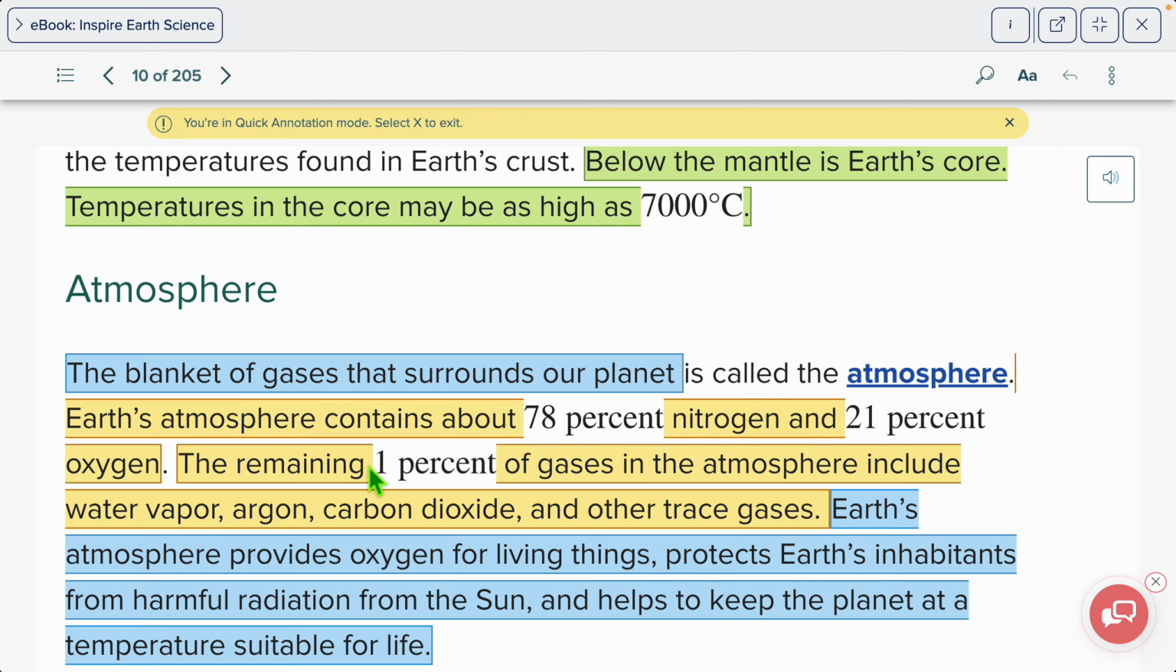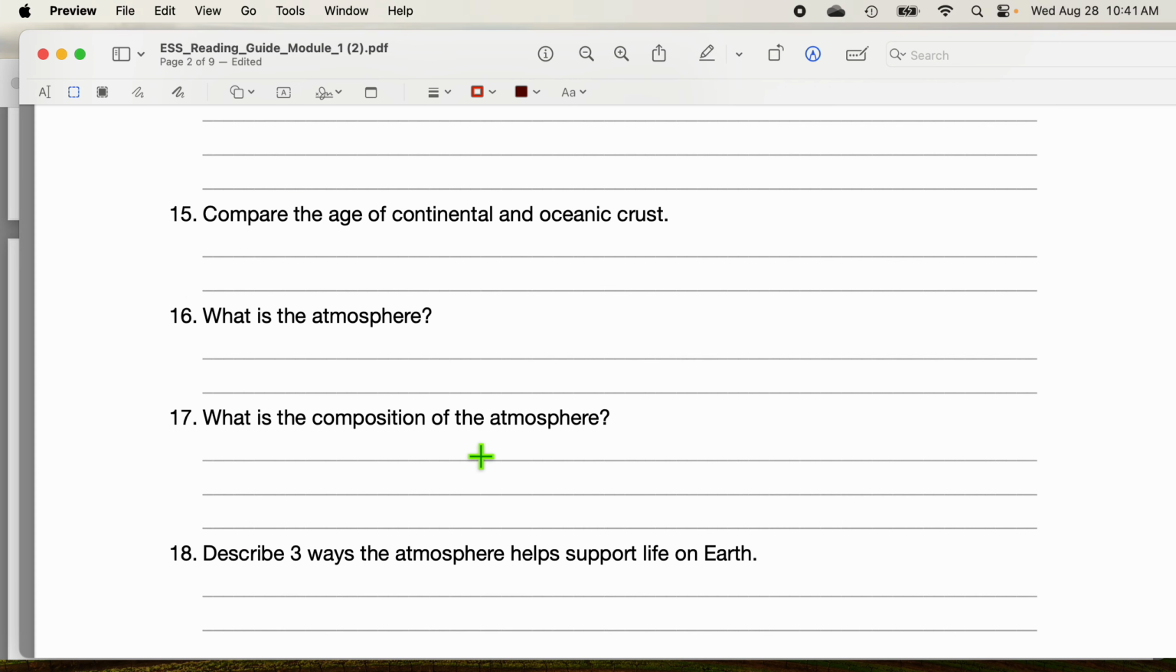Okay. And then the remaining 1% includes things like water vapor, argon, carbon dioxide gas, and other trace gases, like neon and possibly hydrogen gas and helium gas and things like that. Those could be out there. Natural gas, like methane, is also in the atmosphere. But that is our composition of the atmosphere.